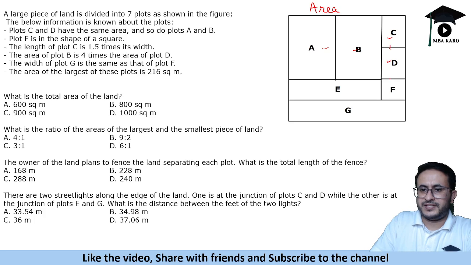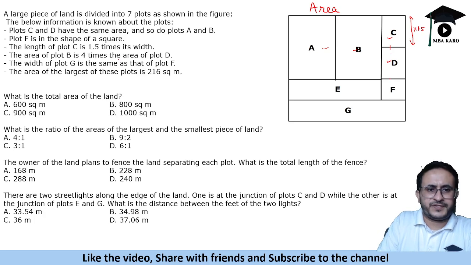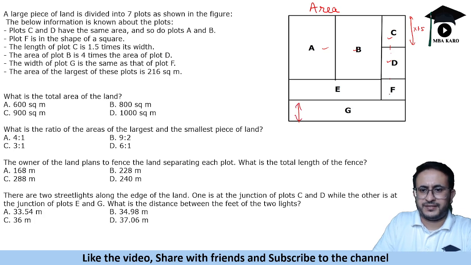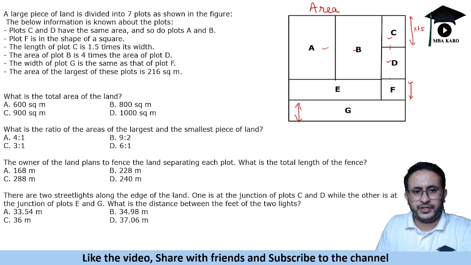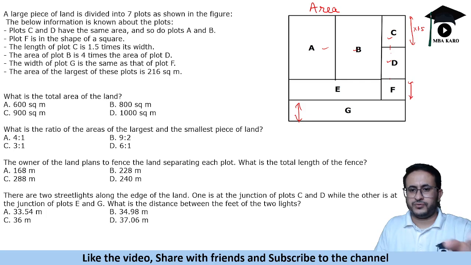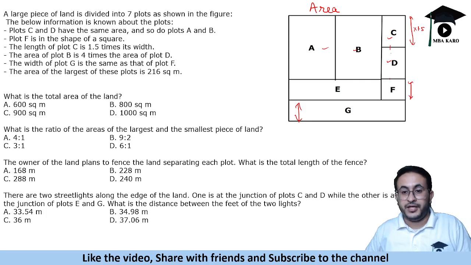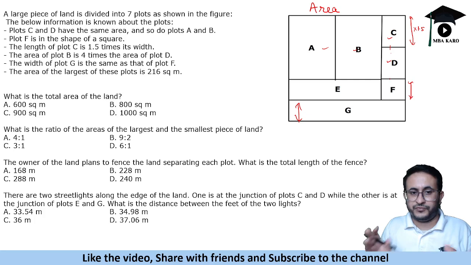The length of plot C is 1.5 times its width. So if this is the width, this is 1.5 times of it. Then the area of plot B is 4 times the area of plot B. The width of plot G is the same as that of plot F. The area of the largest of these plots is 216 square meters. Based on this information, we need to find the area of this land.